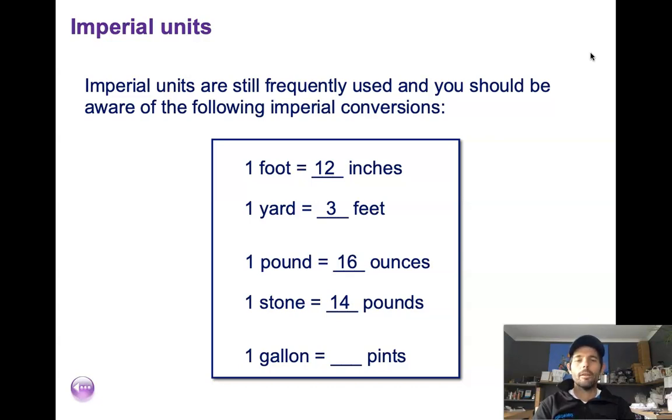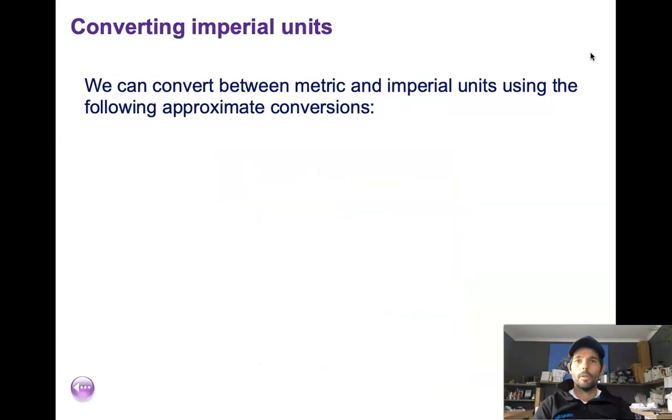And then 1 gallon. A gallon is largely an American measurement. And when they fill up their cars, they use gallons at times. And a gallon is 8 pints. Okay, so there's some imperial units for you just to keep in the back of your mind. It's always useful to know about these things instead of not knowing about them.